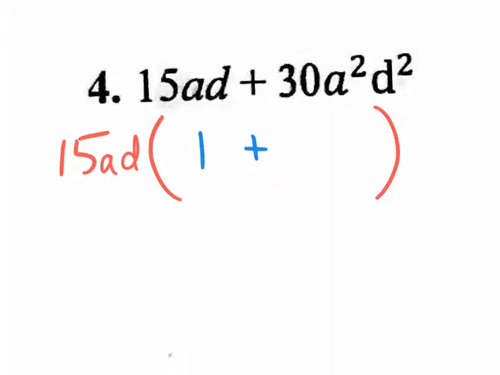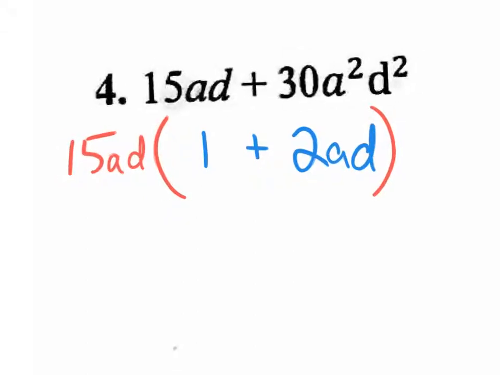Let's put a plus. 15AD times what will get us a 30A squared D squared? 2AD, right? Now, let's pretend that we just said 2 and you try to check your work here. First of all, 1 plus 2 would be a 3, and that wouldn't give you the above. So you know you need an A squared. So A times what gets you an A squared? That would be an A right there. And D times what would give you a D squared? That'd be a D right there. So there's your final answer for number 4.